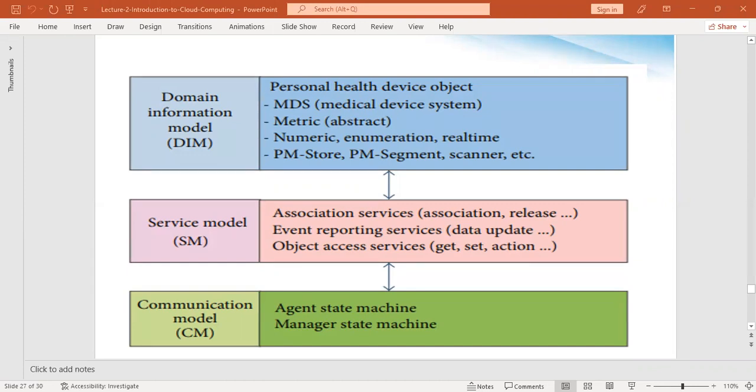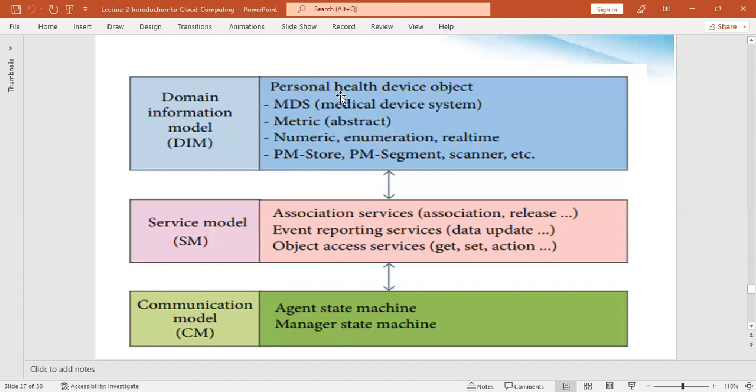And next is the service model. We can say the SM model. What it does is define a flexible and efficient way for an agent to send configuration information to the manager. And the last protocol step will be the communication model. It defines the topological structures, and enables one or more agents to connect in a point to point fashion. So these are basically these three layers.